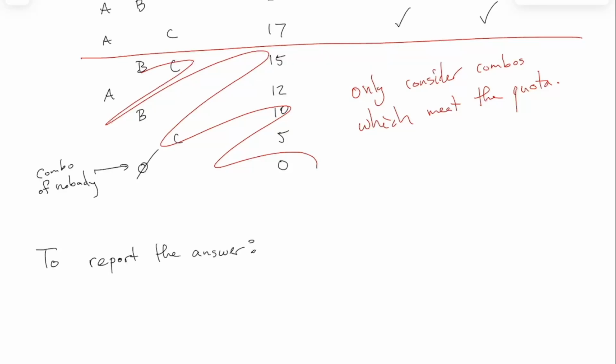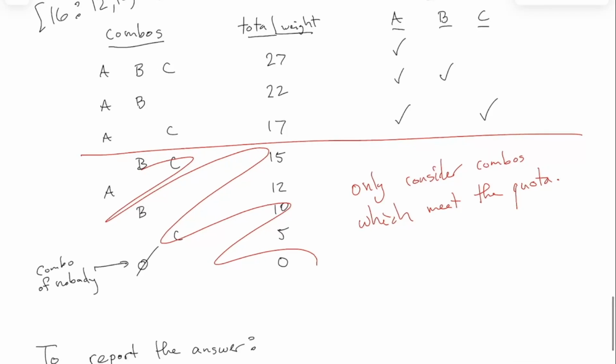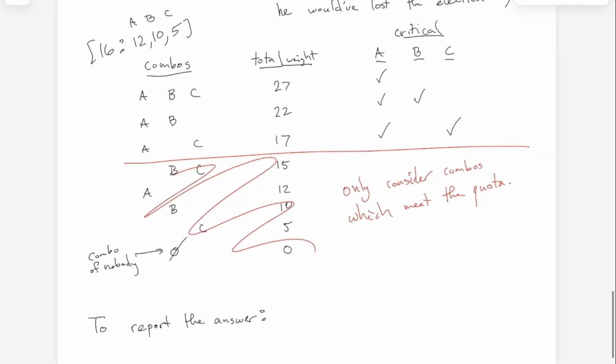Again, just like the Shapley-Shubik, the answer is a bunch of fractions, which if you like, you can turn into percentages. And the fractions this time are, for each voter, how many times they are critical. Like A is critical 3 times here, B is critical only once, and C is critical only once. And that's what the fractions look like.